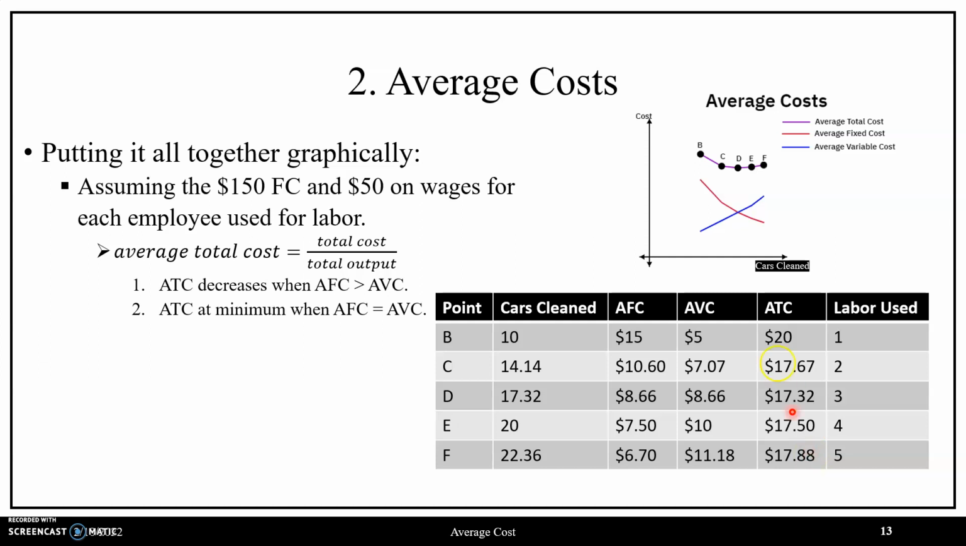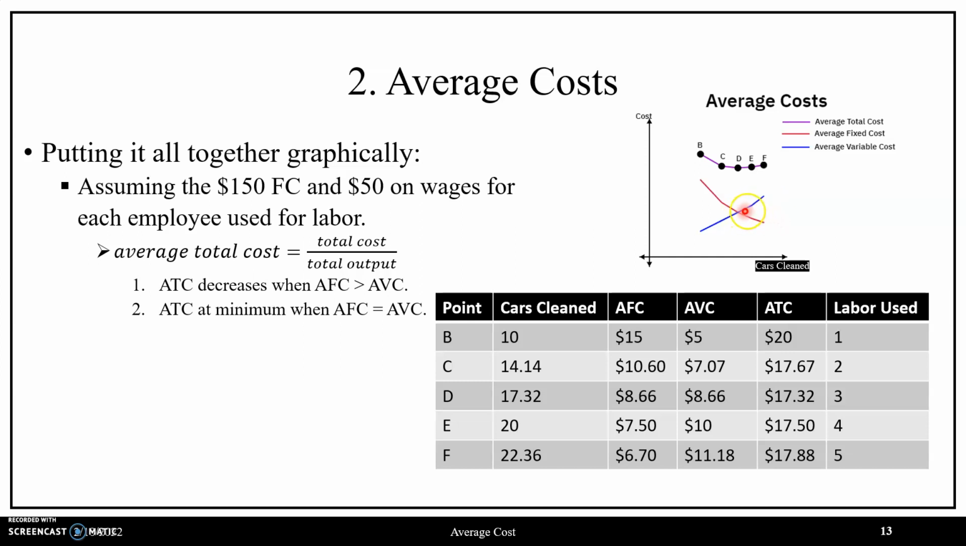So then lastly, from point D until we go to point F, we see that average total cost is upward sloping. Looking down at average fixed cost and average variable cost, we see from point D along till we go to point F that our upward sloping average variable cost curve is above, or strictly greater than, our average fixed costs.